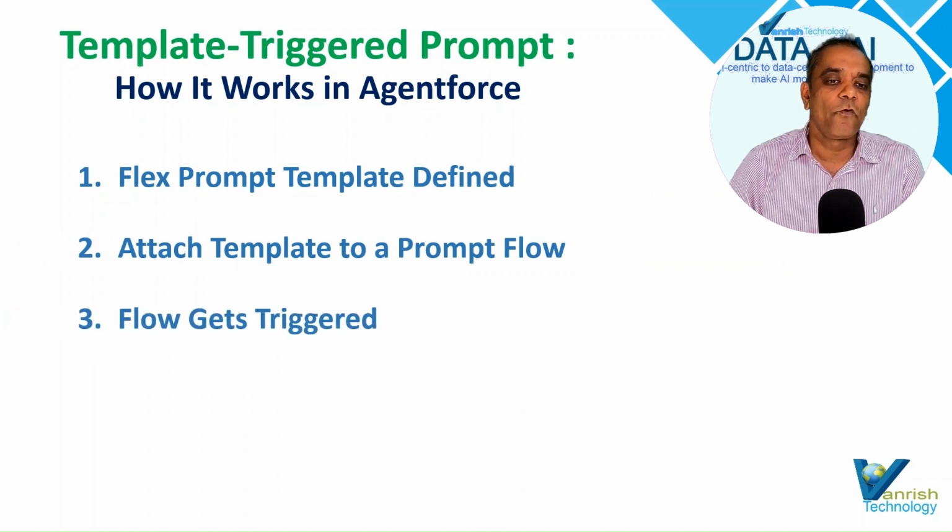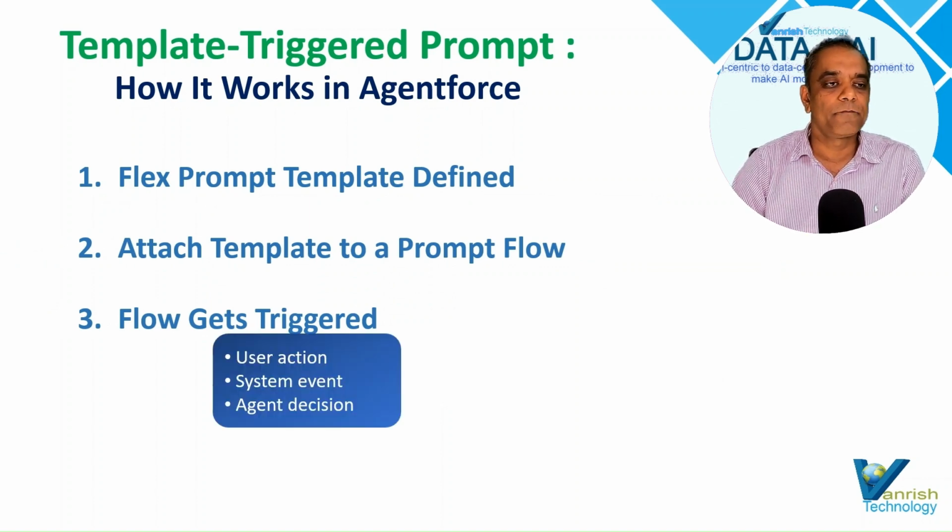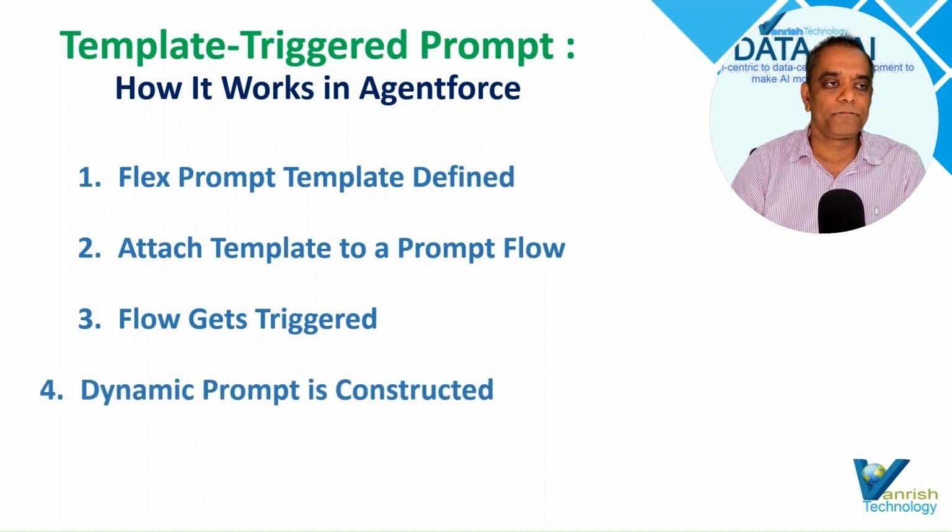Third is that the flow gets triggered. The prompt flow is triggered by a user action, a system event, or an agent decision. A user action is a click, input, or voice, or those kinds of actions. A system event is a new lead or a case escalated. And an agent decision is, for example, the confidence score is low, so ask for clarification. Those are the things that can trigger that flow.